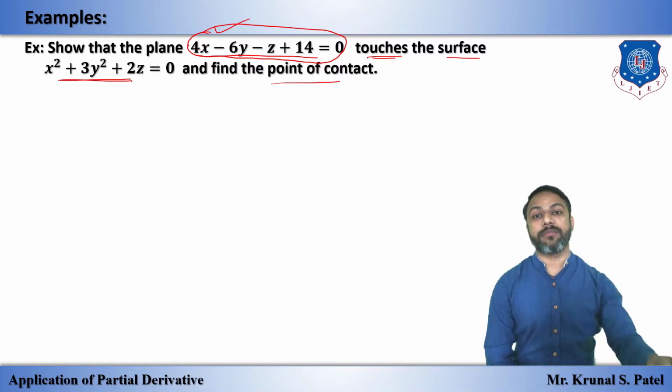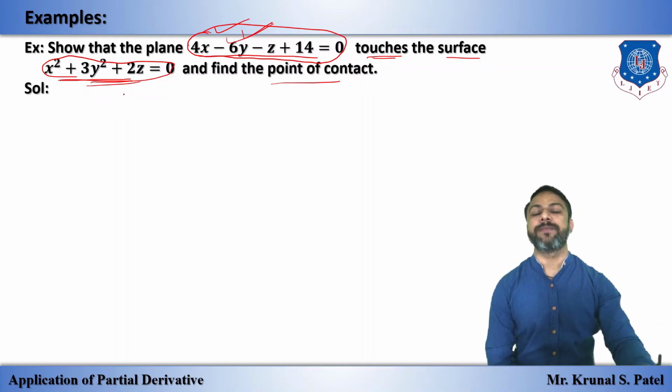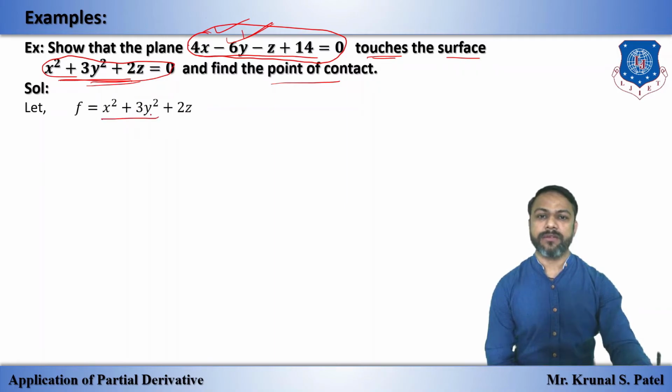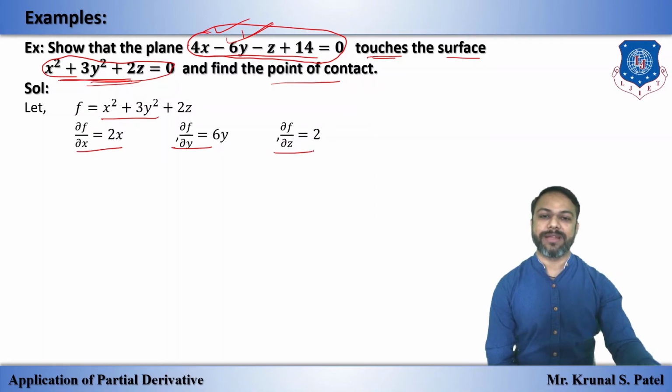That means by using this tangent plane we will find a point, and we will check if that point satisfies both equations, this surface equation and this tangent equation. Then we can say that this is one of the tangent planes of this surface. So let's start with the first surface. There is no point given, so we will take an arbitrary point after getting the derivatives del f by del x, del f by del y and del f by del z.